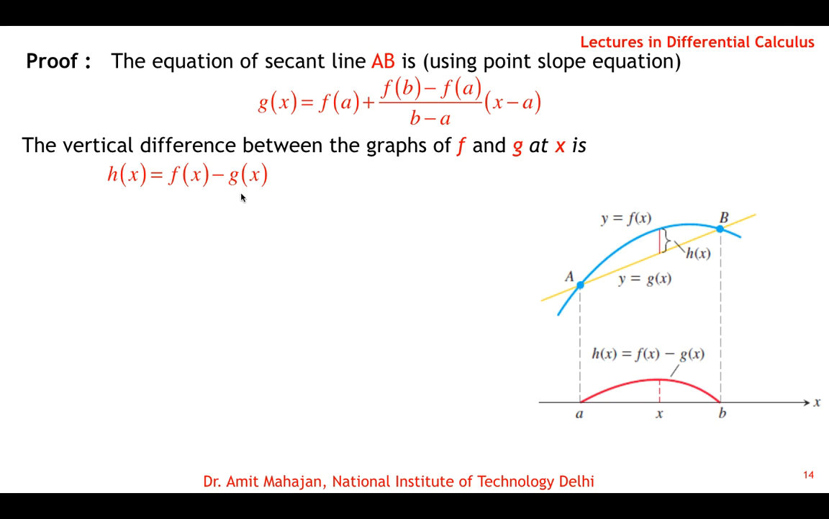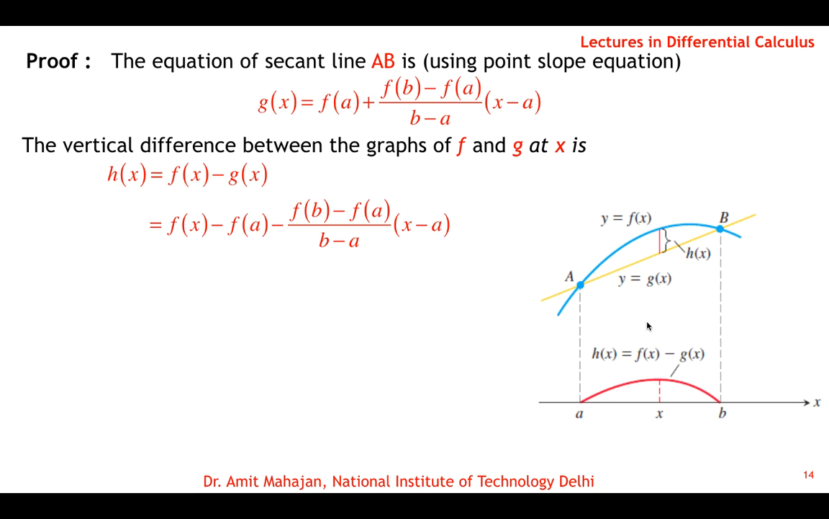Here we can substitute g(x) to be this. So we can write h(x), which is f(x) minus g(x), and by substituting g(x) as this, we can rewrite it as this function. It satisfies all the conditions of Rolle's theorem, because the function f(x) is continuous in the closed interval [a, b], and g(x) is also continuous, since that tangent line is a secant line. So the difference is also continuous in the closed interval [a, b].